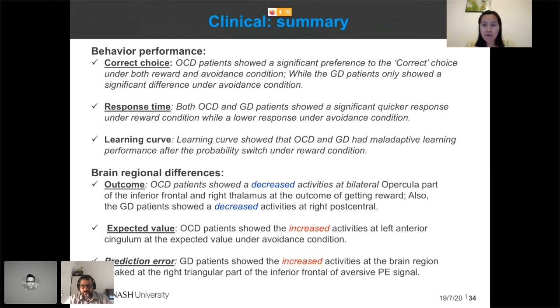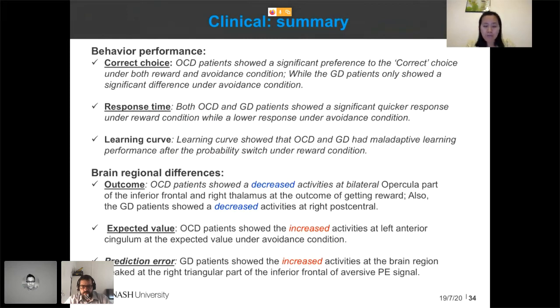While for the brain regional differences at the outcome stage, OCD patients showed decreased activities at the bilateral orbital part of the inferior frontal and the right thalamus at the outcome of getting reward. And the gambling disorder patients showed decreased activity at the right post-central. For the expected value, OCD patients showed increased activities at the left anterior cingulate for expected value under the avoidance condition.